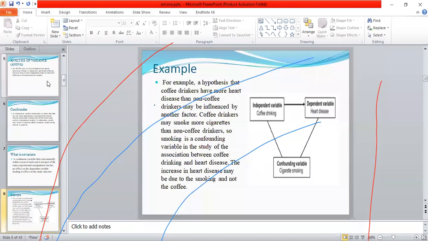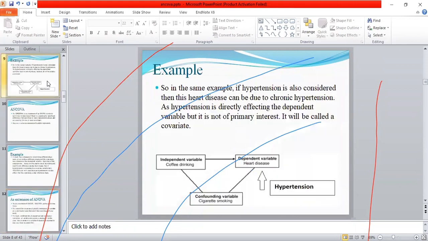So, for example, a hypothesis that coffee drinkers have more heart disease than non-coffee drinkers may be influenced by another factor. The coffee drinkers may smoke more cigarettes than the non-coffee drinkers. So, smoking is a confounding variable in the study of association between coffee drinking and heart disease. The increase in heart disease may be due to smoking and not the coffee.